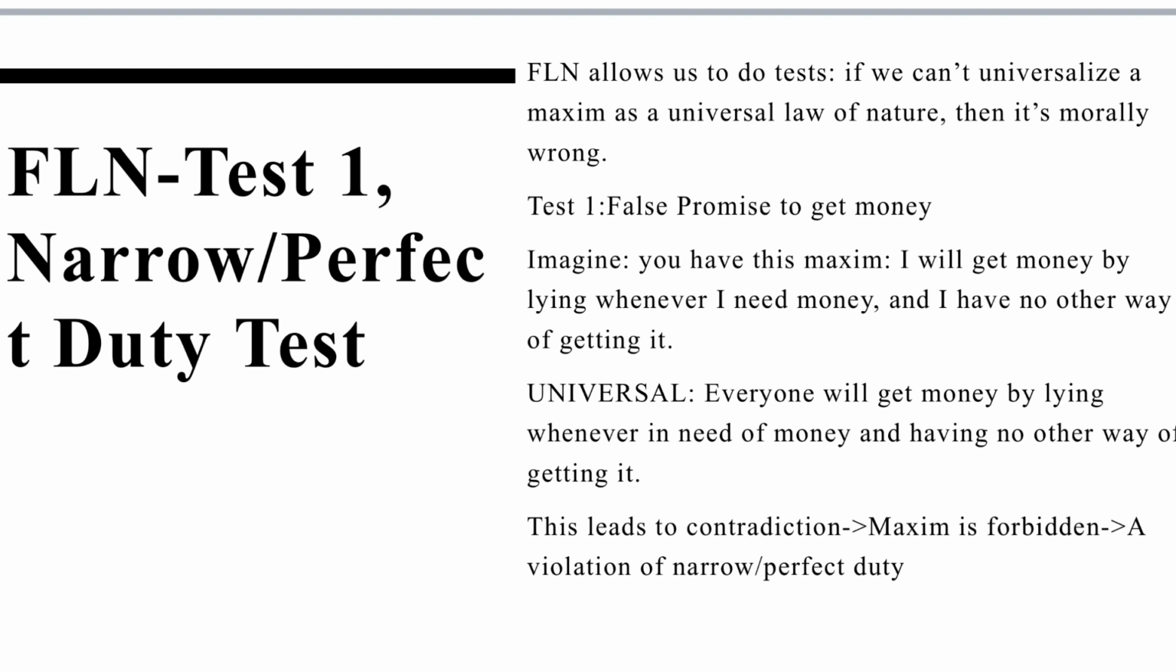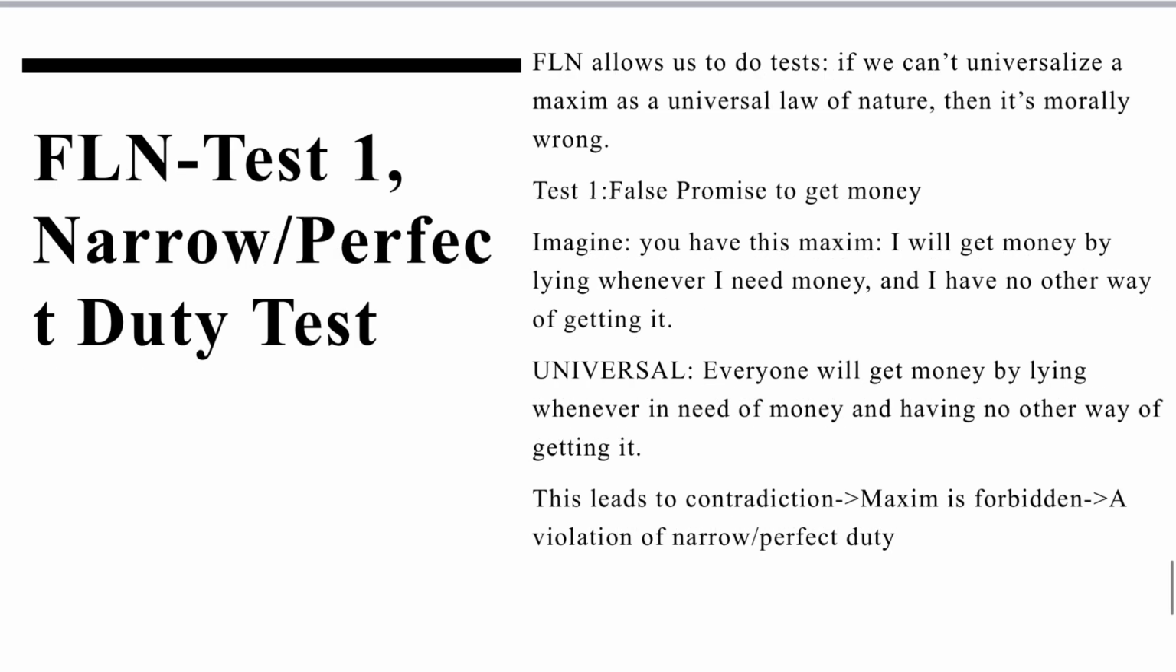This leads to contradiction, because if everyone has this as their maxim, no one will be able to lie, because we all know that each other is lying. For lying to be successful, the recipient of the lie has to actually believe the lie. But in the world where this maxim is universal, we all know that each other are just lying to get money. No one will ever believe anyone else. Acting in compliance with this maxim isn't possible in a world where we universalize it. So now we know universalizing this maxim leads to a contradictory world. Maxims that lead to contradictions or inconceivability when universalized are morally wrong. So the action mentioned in the maxim will be forbidden, a violation of our narrow or perfect duty.